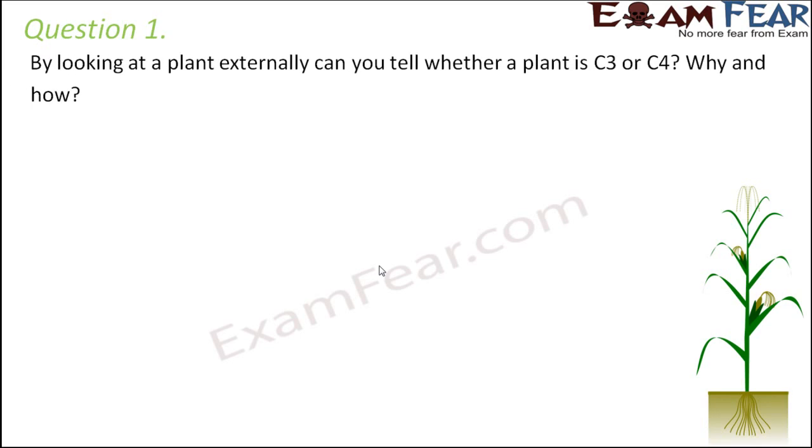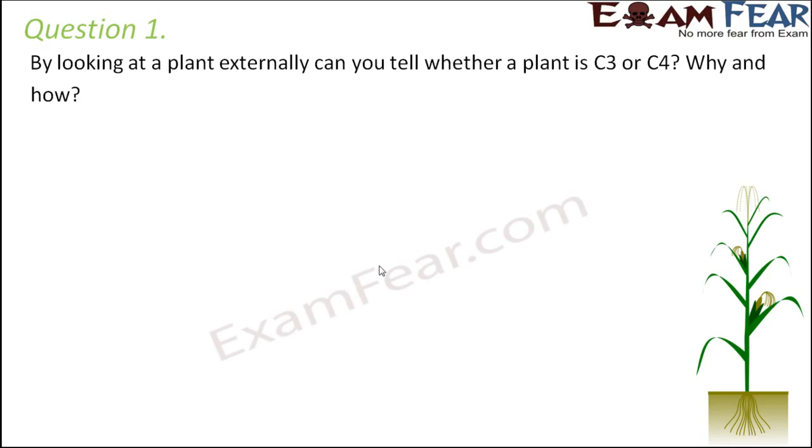It says, by looking at a plant externally, can you tell whether the plant is a C3 or a C4? Why and how? Now, as I mentioned to you before, there are quite a few differences which can be listed between a C3 and a C4 plant, but not all of them can be distinguished externally. Most of the differences between a C3 and C4 plant are in their anatomy. So, if you study their leaf anatomy, you will be able to find out a lot of differences.